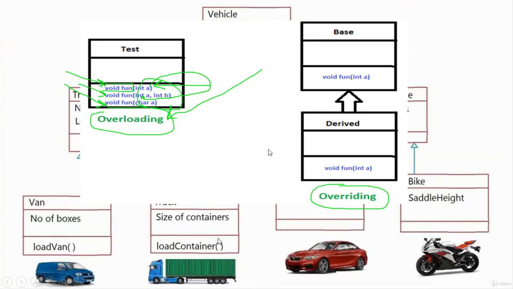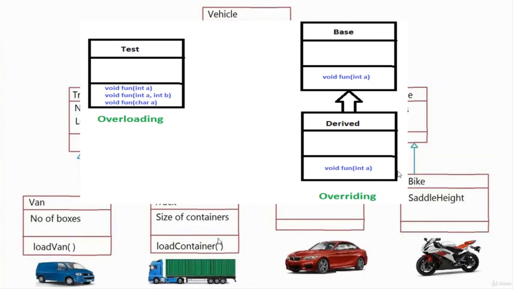What is overriding? Let us see that we have a base class and then we have a derived class. Inside the base class we have the function named void fun with the attribute integer A. I create the same function name inside the derived class with the same attribute. This is called method overriding.